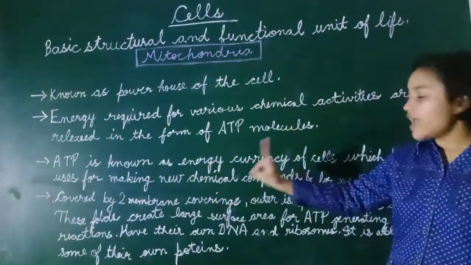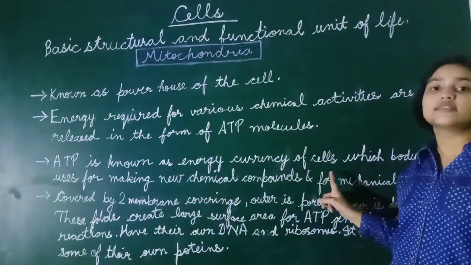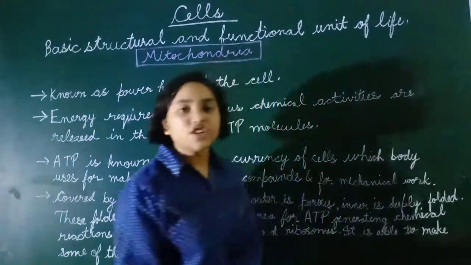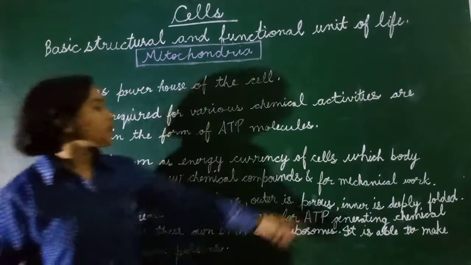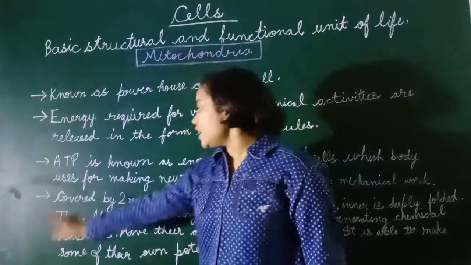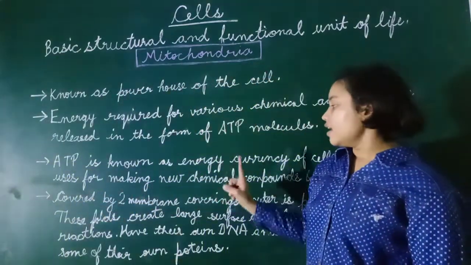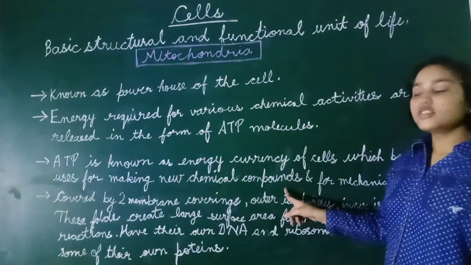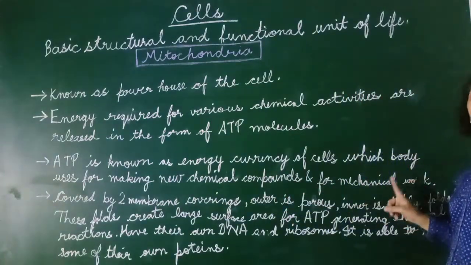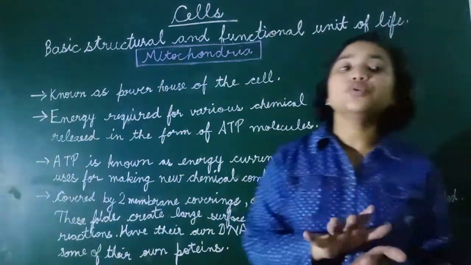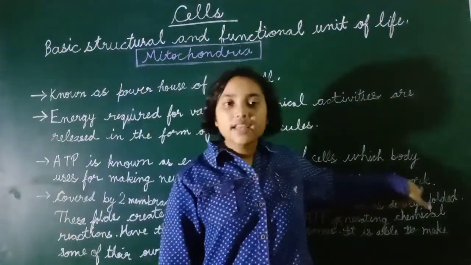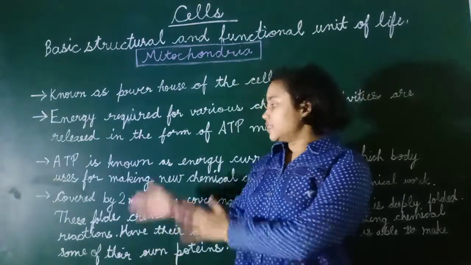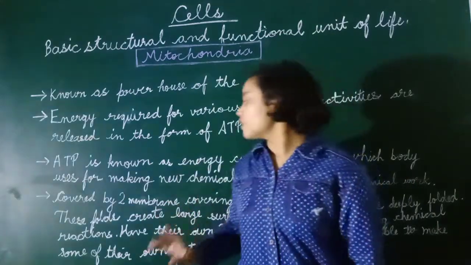ATP is known as the energy currency of the cell because it provides energy, which the body uses for making new chemical compounds and for mechanical work. To function properly and do mechanical work, the body requires these ATP molecules.